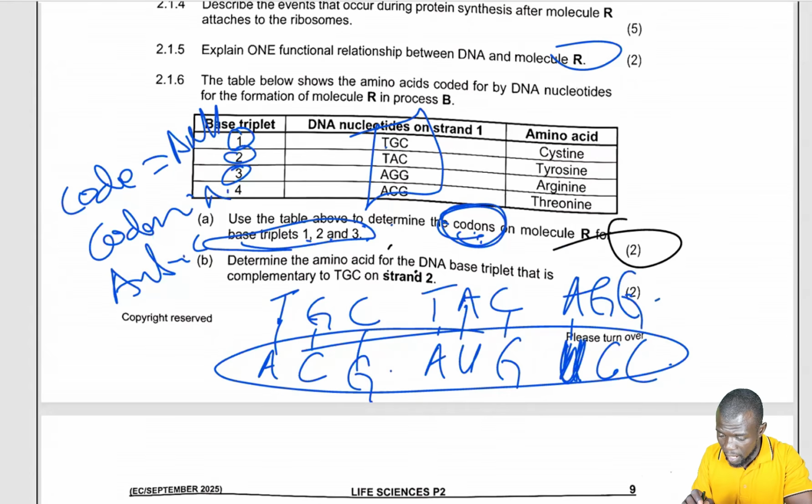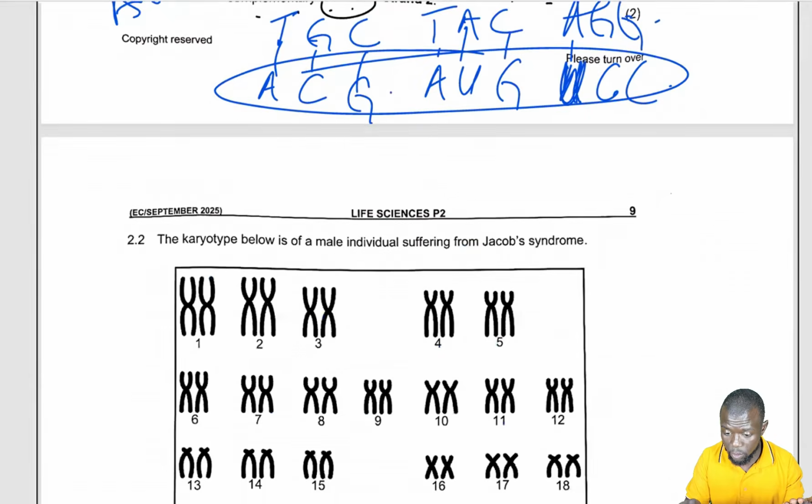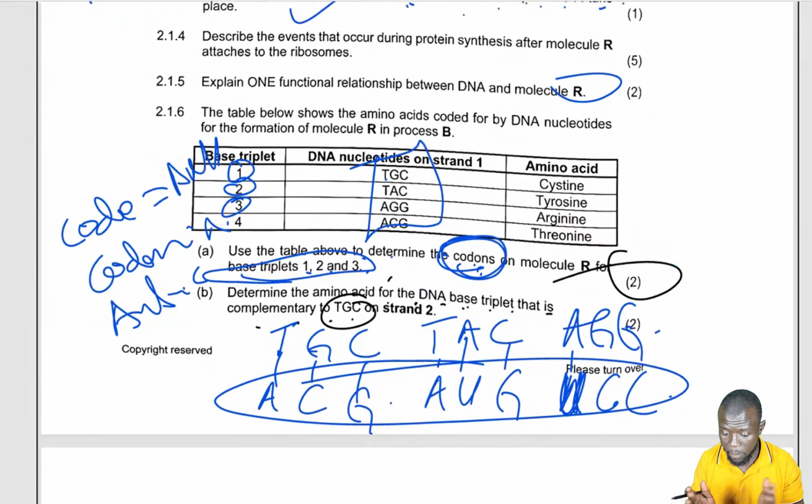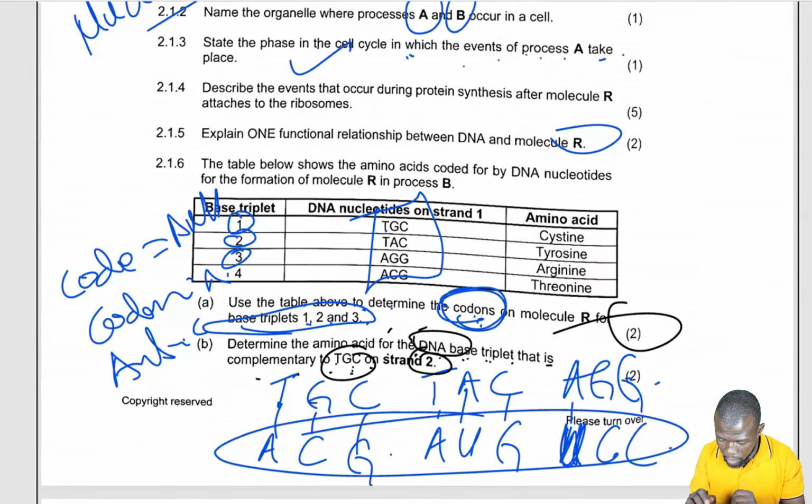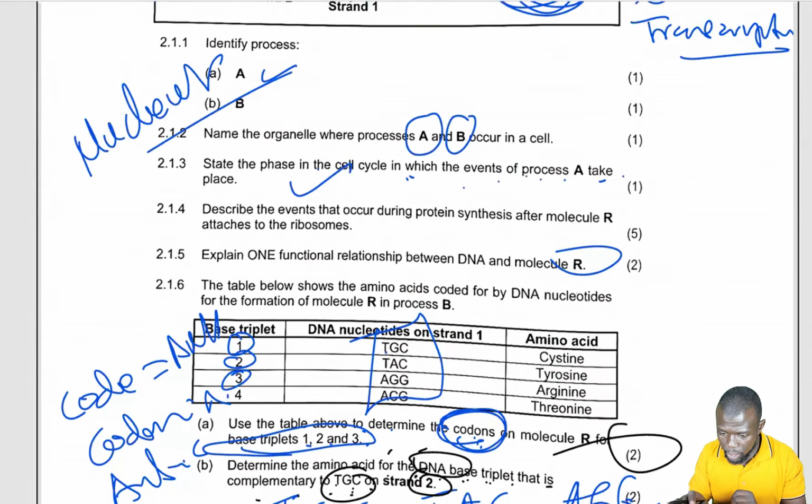Determine the amino acid for the DNA base triplet that is complementary to this. Guys, we always ask you these questions, and the mutation. They didn't ask you about the mutation, but we always ask you about this. Determine the amino acid for the DNA triplet that is complementary to TGC on strand 2.